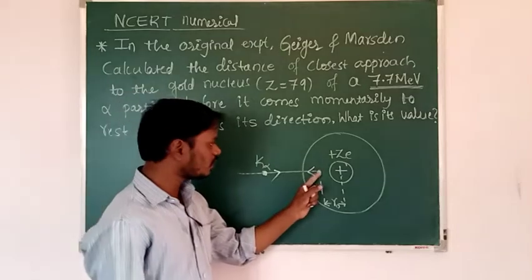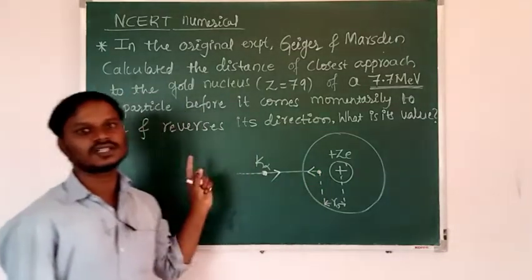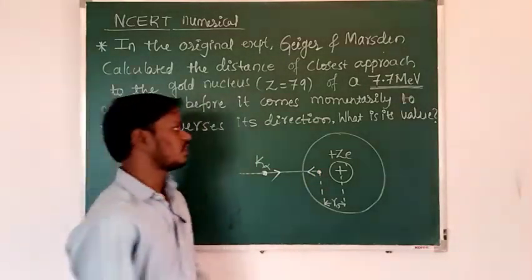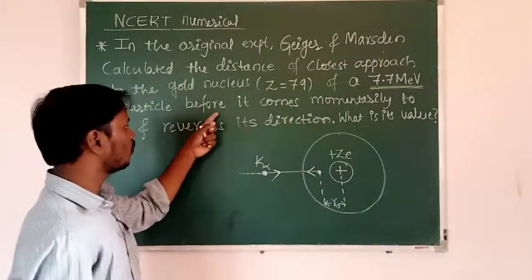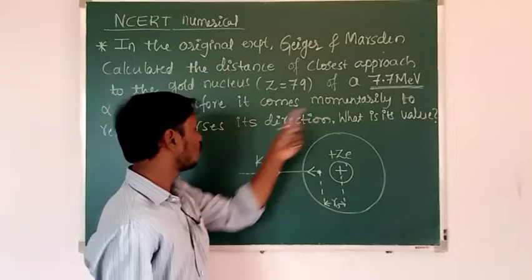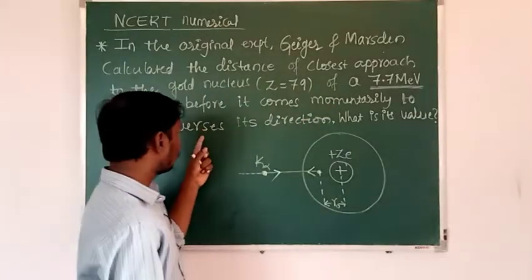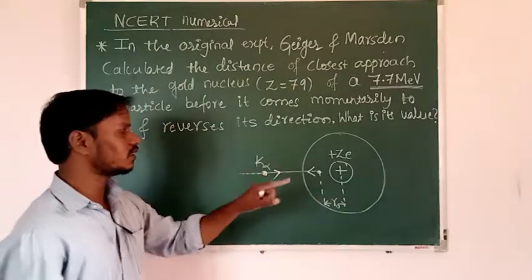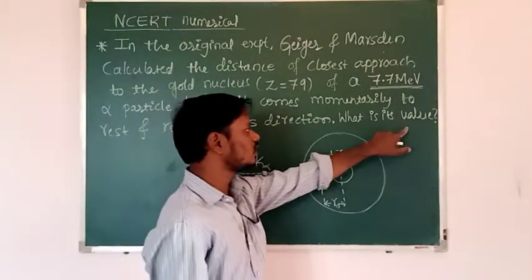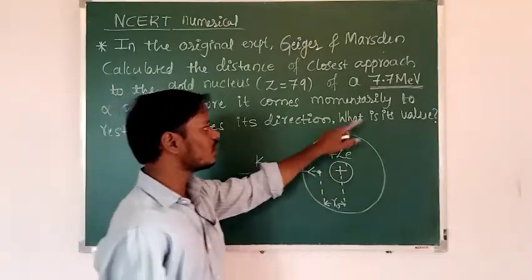So when it comes to rest now, this kinetic energy is converted into which energy? Potential energy. Then, of a 7.7 million electron volt alpha particle before it comes momentarily to rest, and it reverses its direction. Then what is that distance of closest approach? Means what is its value?